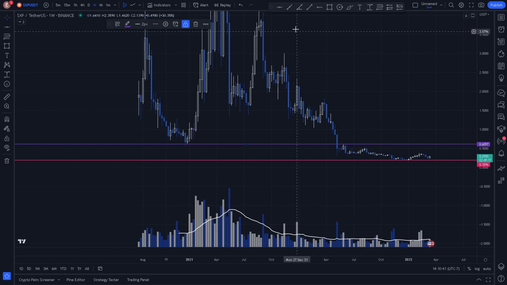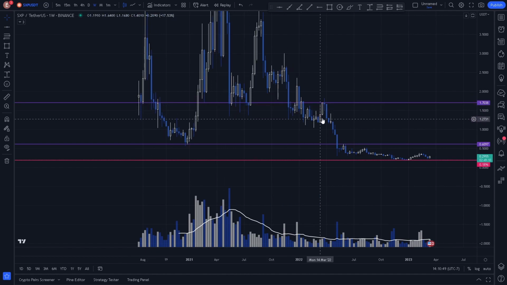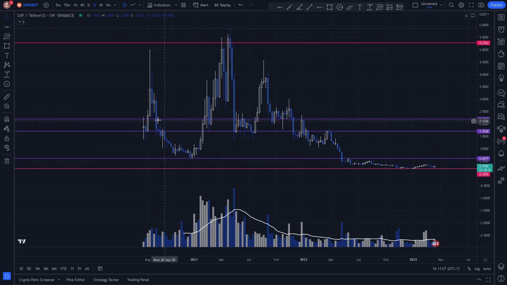Now we can also go ahead and plot a key level here with reactions acting as support and resistance. We can plot another key level here with reactions as resistance and support and resistance. So multiple reactions acting as resistance and support, which is obvious to spot here on the weekly chart.